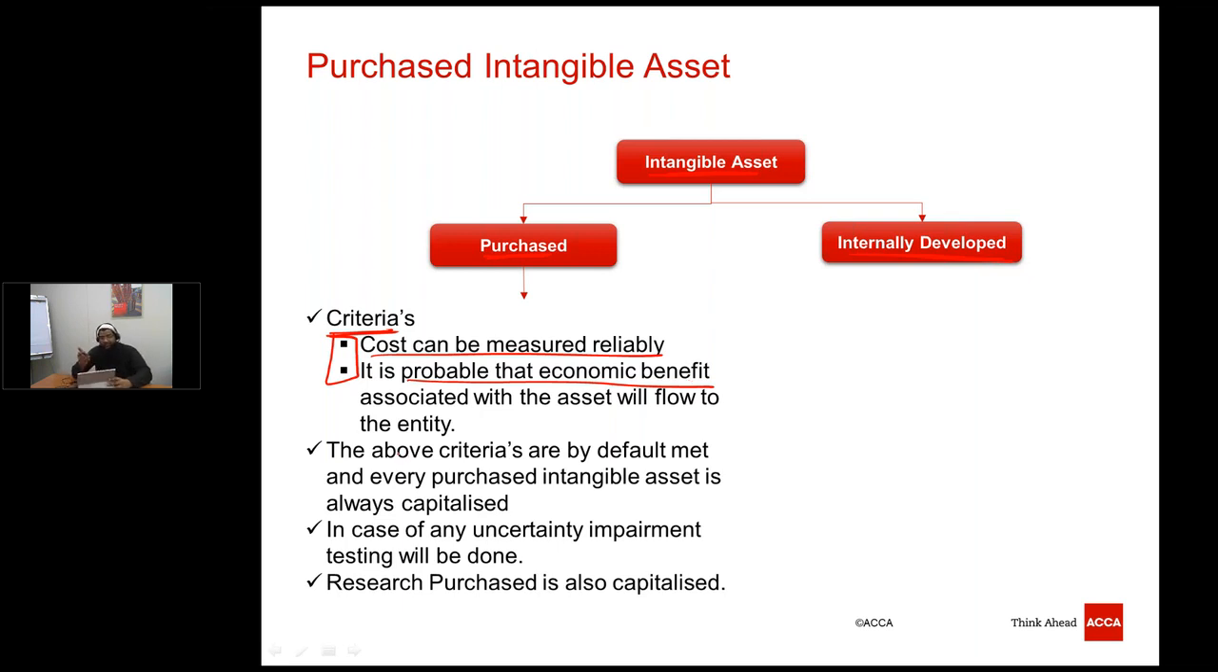And obviously, if I'm purchasing an asset, is it possible I don't know the cost? I've purchased this pen, but I don't know the cost. That's pretty stupid. Or I've purchased the asset, although there was no benefit. Again, that is not acceptable. If I've purchased an asset, I know the cost and I know that there is economic benefit. So we say that the above criteria are by default met. And therefore, every purchased intangible asset is always capitalized.